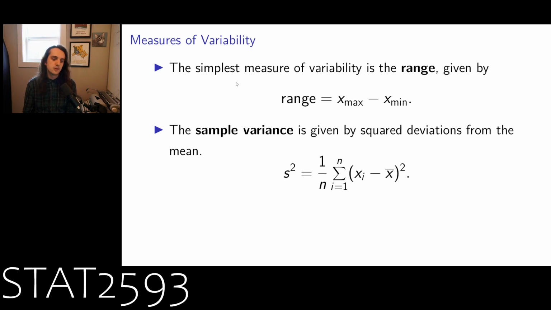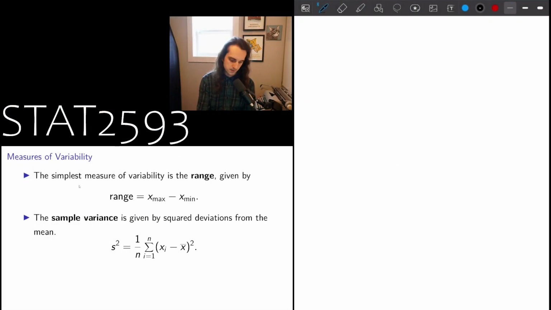We also might think about the sample variance. With sample variance, what we're thinking about is squared deviations from the sample mean. We saw that our sample mean is a measure of central tendency, one way of measuring the location of the distribution. So you can think about taking x_i minus the sample mean to say how far that point is from the sample mean.